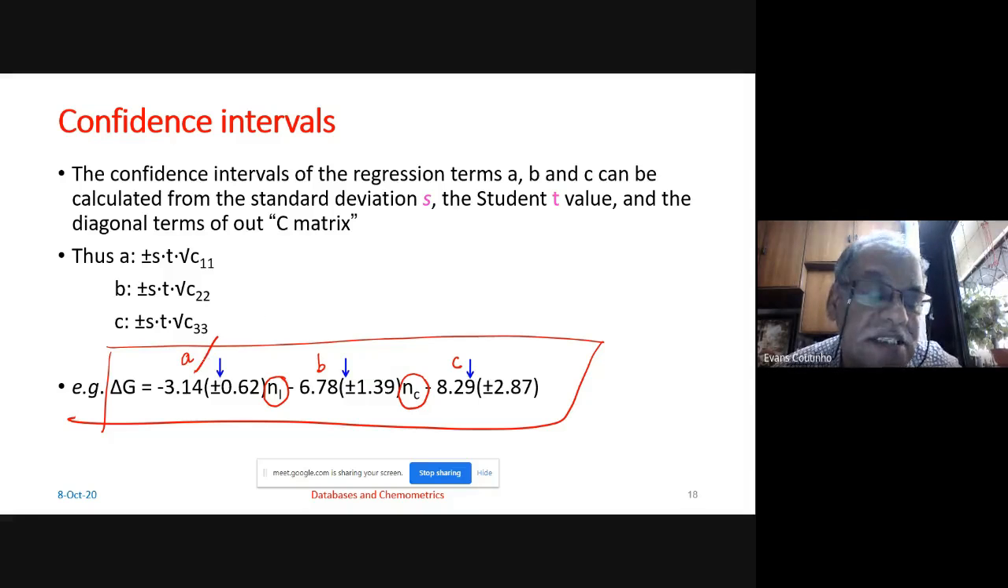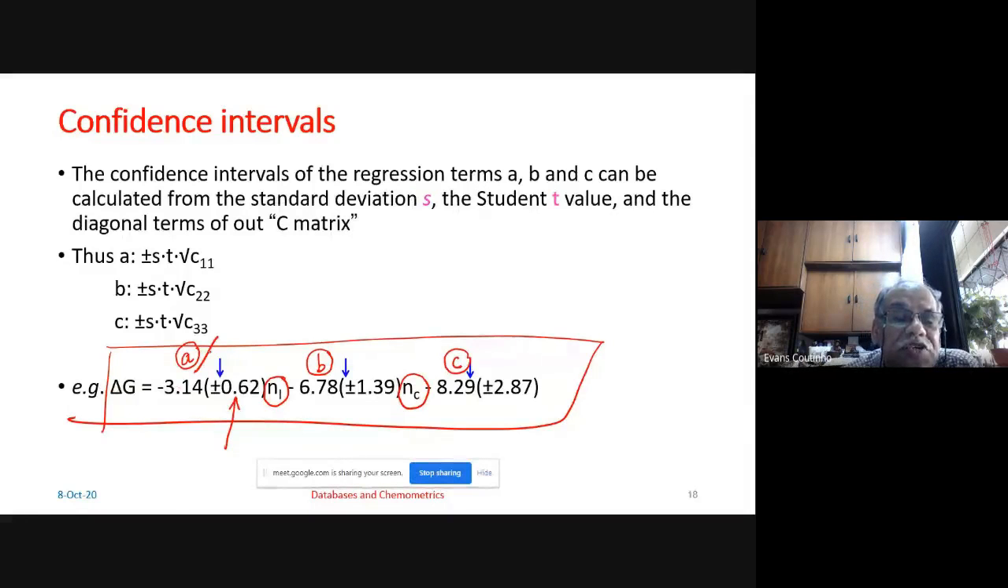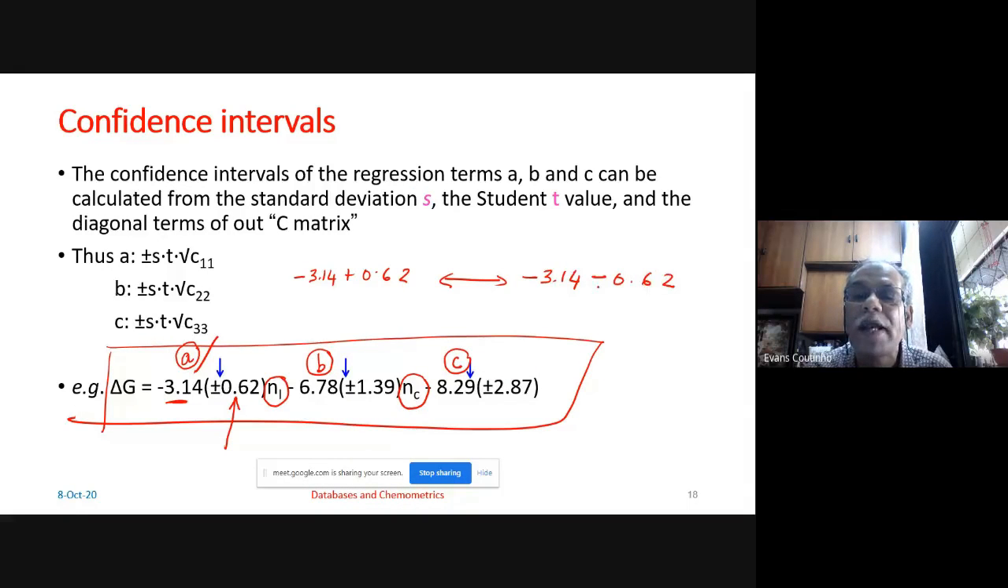How do I know that these coefficients are sound? How do I know that they are reliable? You can only see by looking at the confidence intervals. So what are the confidence intervals? The confidence interval for A is plus or minus 0.62. That means the A value can range from minus 3.14 plus 0.62 down to minus 3.14 minus 0.62. This is the range of my A values.